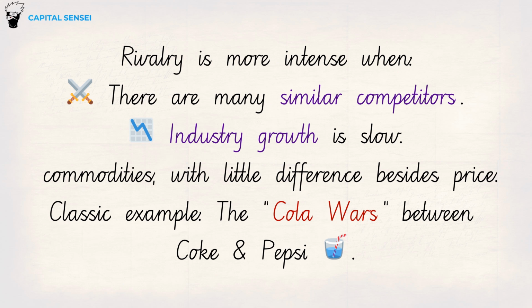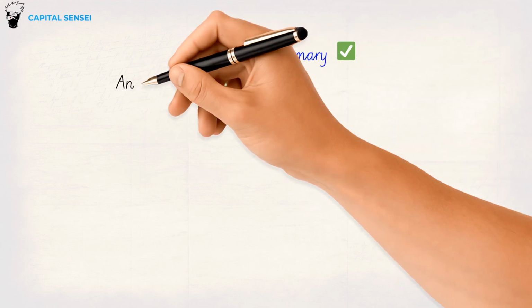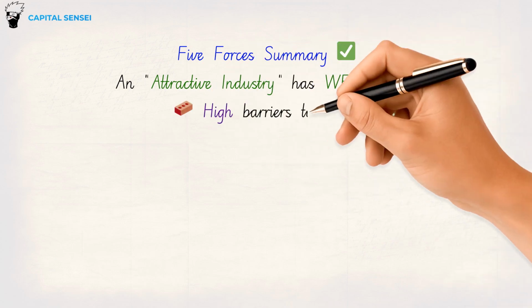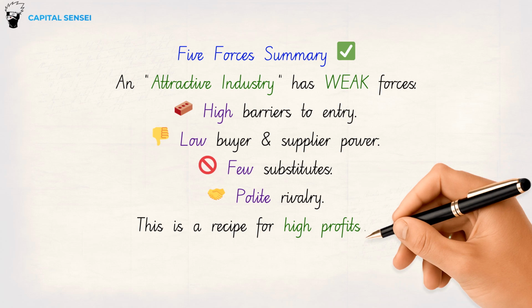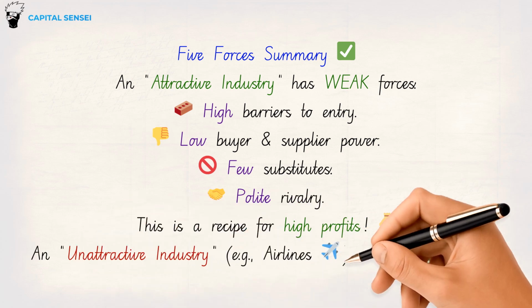The Cola Wars between Coca-Cola and Pepsi are a classic example of intense rivalry, fought with massive advertising budgets and promotions. When rivalry is fierce, companies spend all their potential profit on competing with each other, which is great for consumers, but terrible for investors. So those are the 5 forces: threat of new entrants, power of buyers, power of suppliers, threat of substitutes, and rivalry.